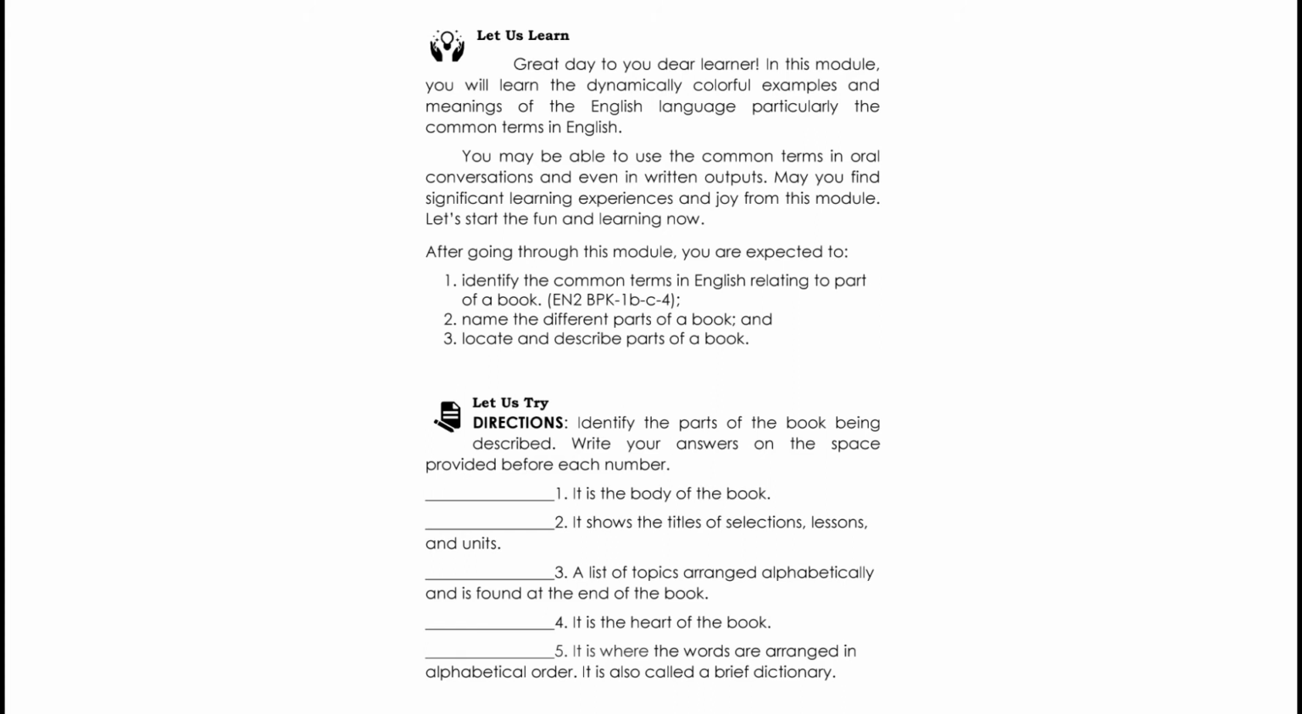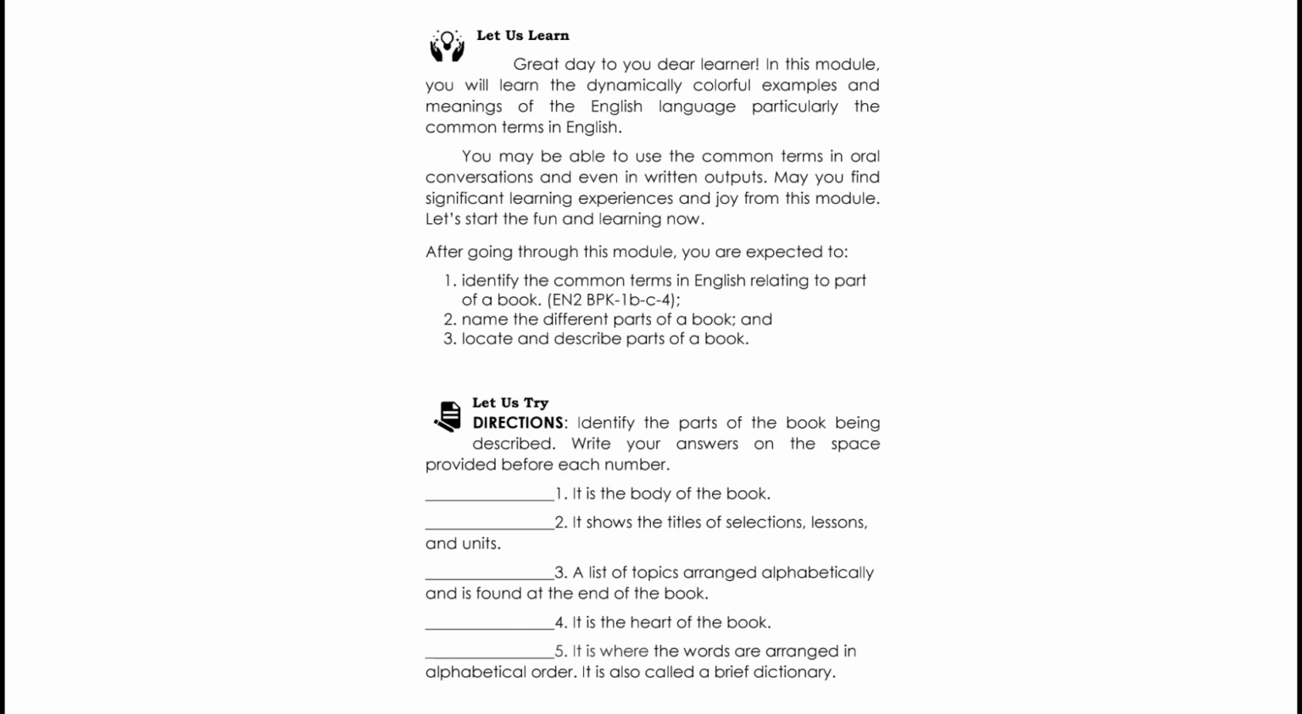In this module, you will learn the dynamically colorful examples and meanings of the English language, particularly the common terms in English. You may be able to use the common terms in oral conversations, and even in written outputs. May you find significant learning experiences and joy from this module. Let's start the fun and learning now.